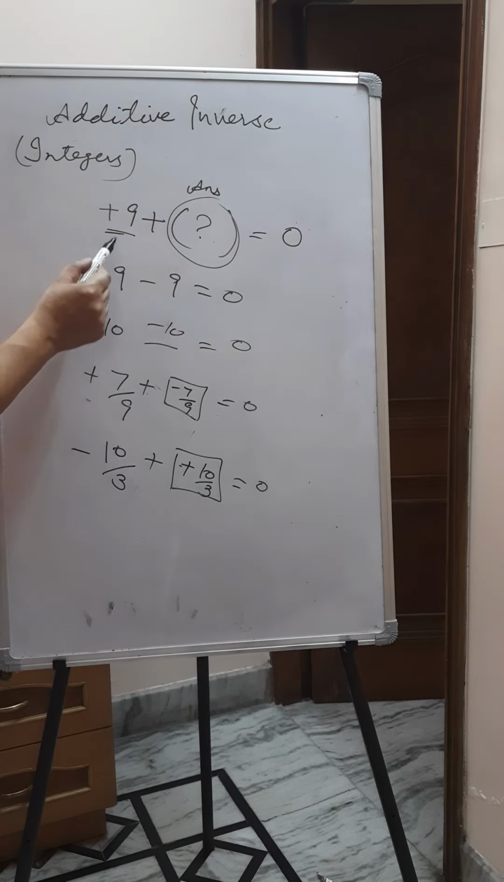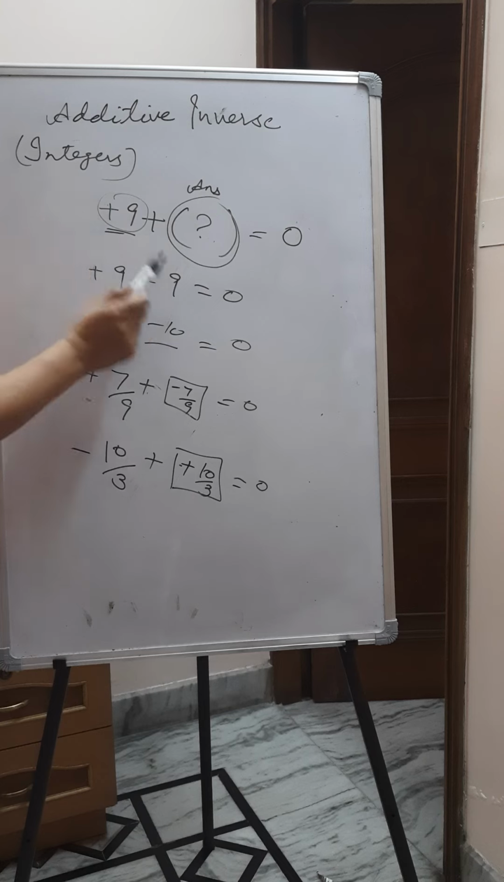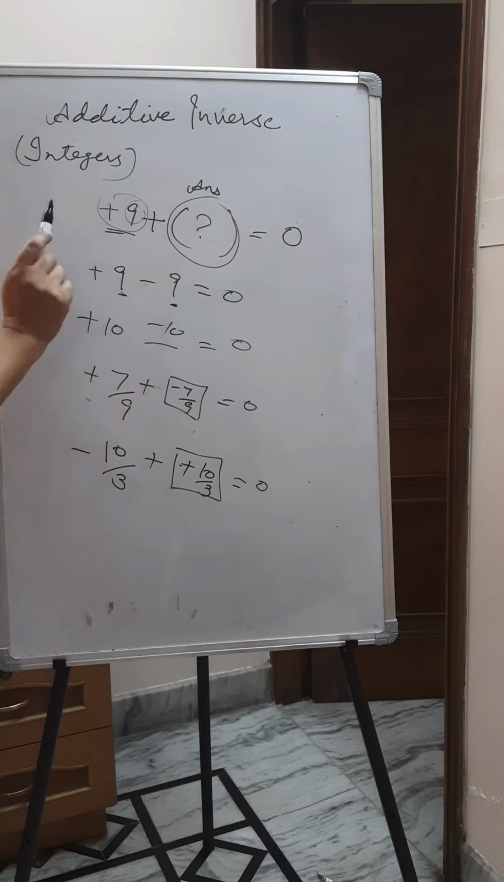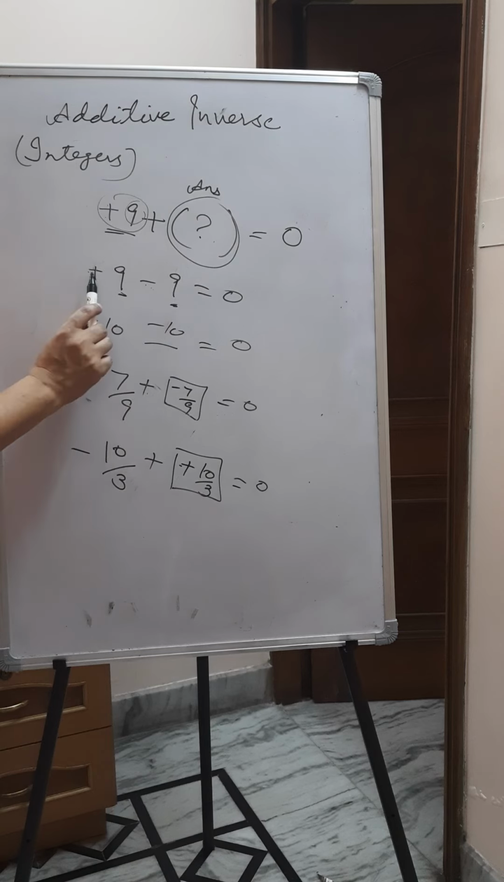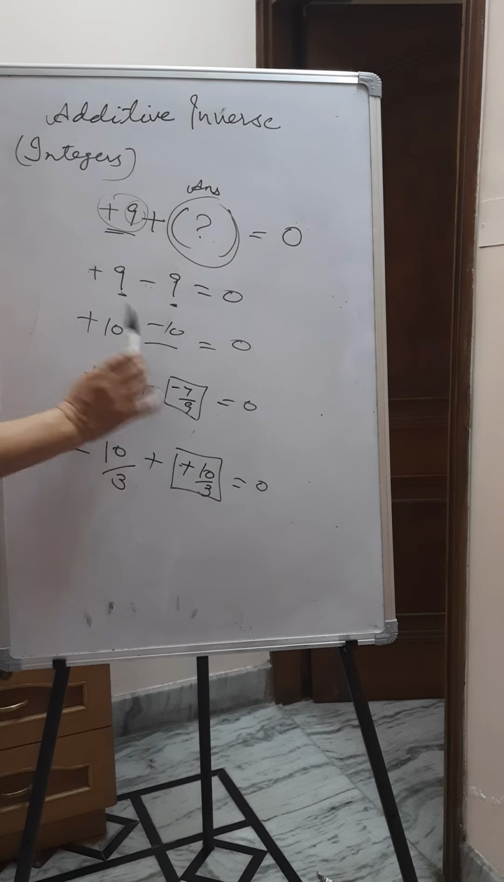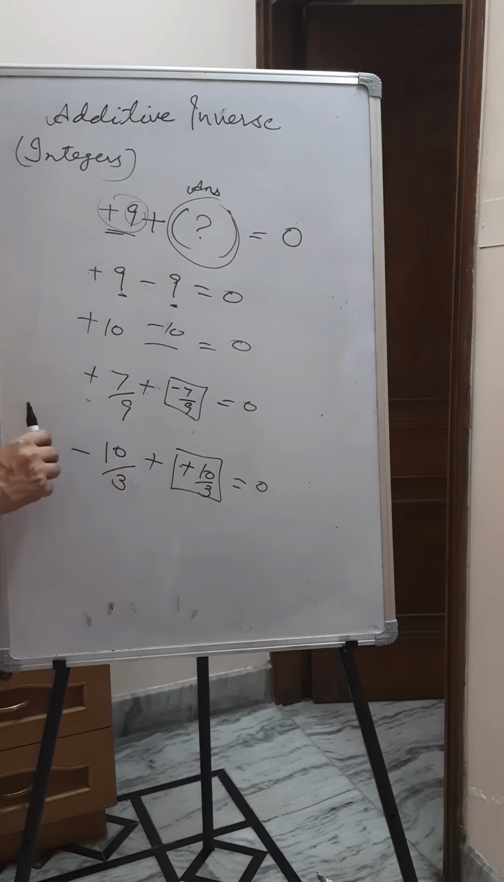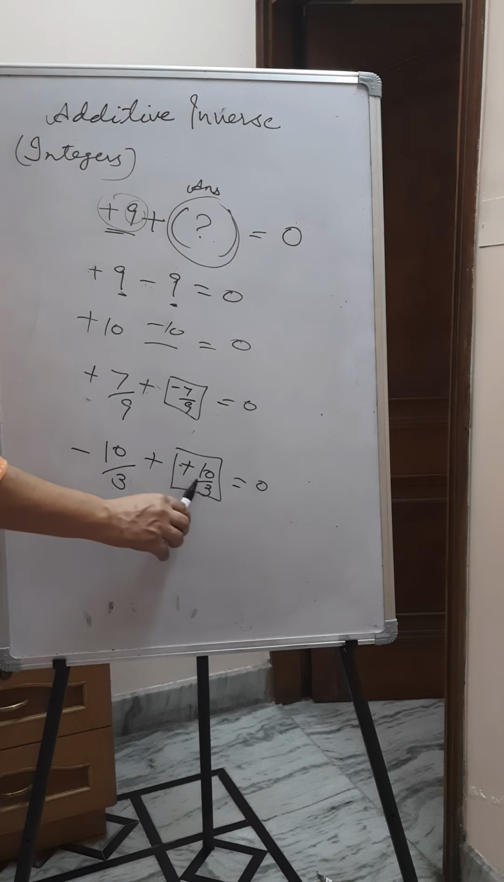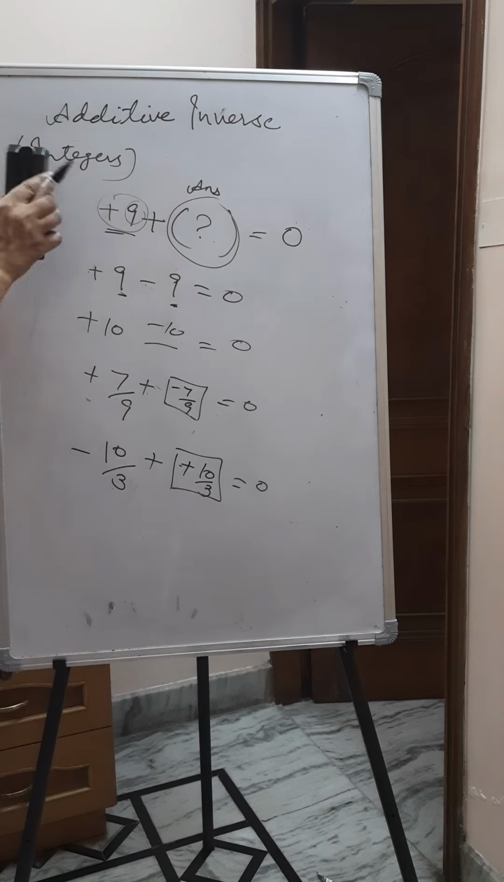So how to calculate the additive inverse? If the question is given in plus form, the answer is in minus form. Just change of sign, not the change of number. The digit remains the same, just change of sign. Plus 9 is there, minus 9 is added. Plus 10 is there, minus 10 is added. Plus 7 over 9 is there, minus 7 over 9 is added. Minus 10 over 3 is there, plus 10 over 3 is added.